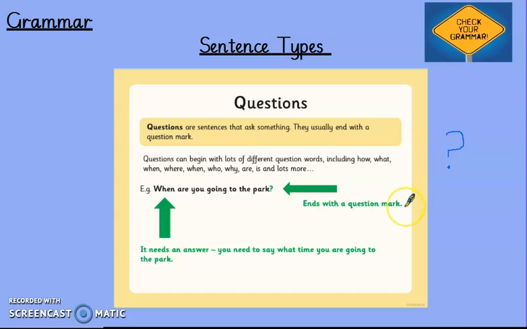And it ends with a question mark because that's what you're wanting to ask. That's your question. So remember, a question sentence needs an answer. You'll need to say when you are going to the park. Okay.